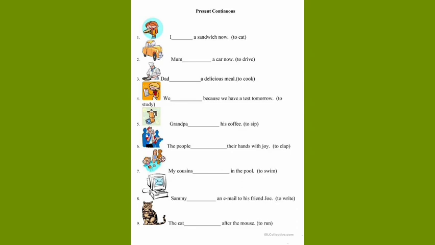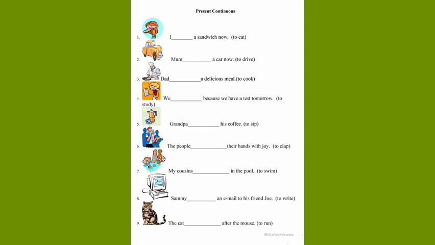Now you will get some more exercise. You have to fill in the blanks with the present continuous form of the verbs given in the bracket. For example, I dash a sandwich now. Mom dash a car now. In the bracket you will get drive, one number, eat. Dad dash a delicious meal. In the bracket cook. We dash because we have a test tomorrow. In the bracket to study.